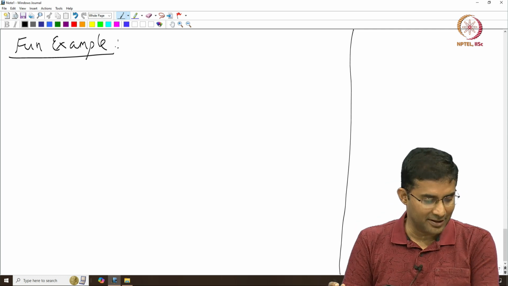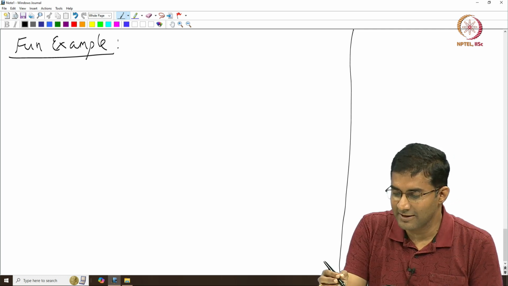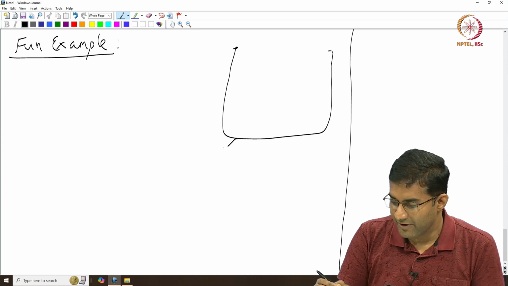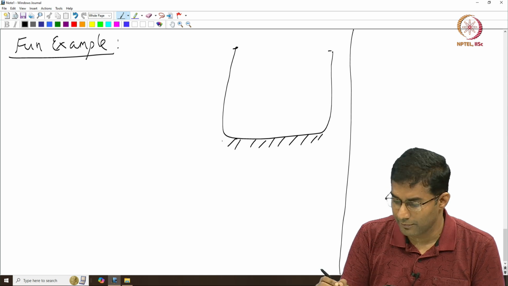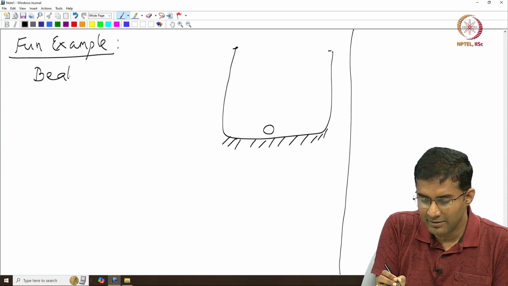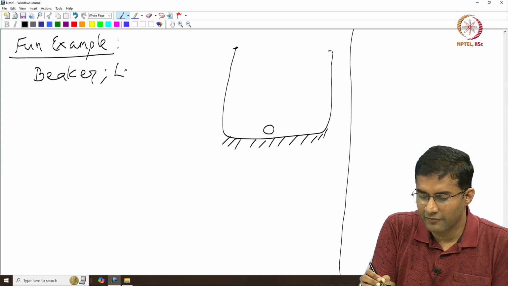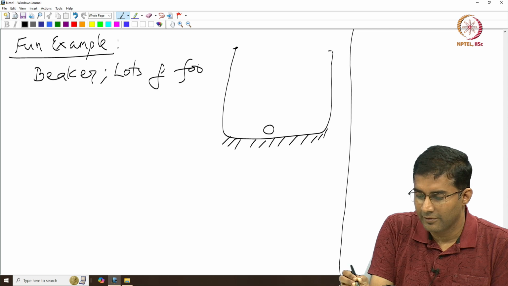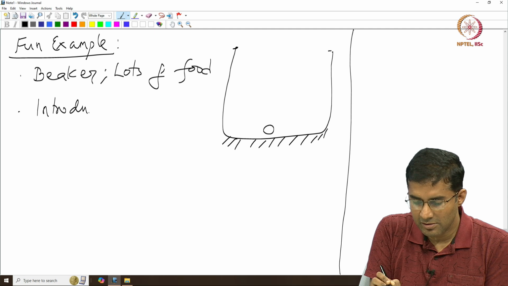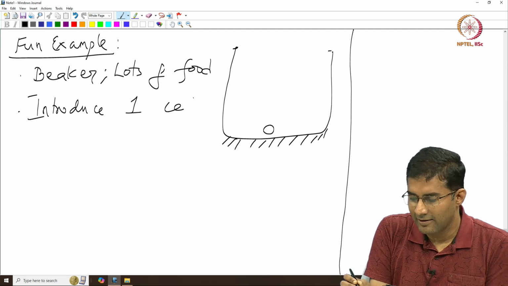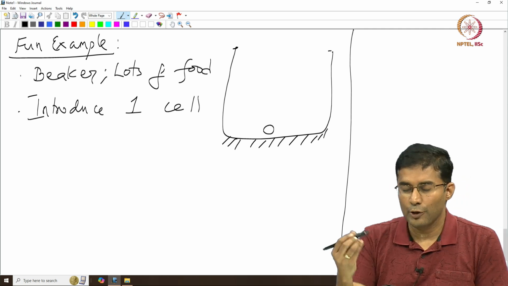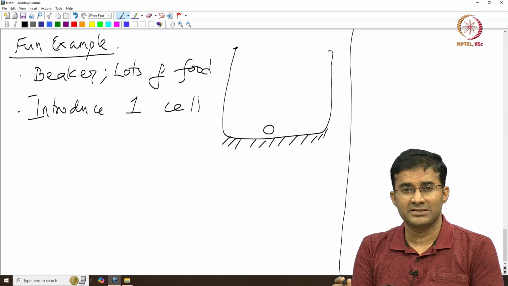Okay, so what is this example? In this example, let us think of a beaker where I have put lots of resources for these cells to grow. Let us say I start with one cell. So I have a beaker with lots of resources, lots of food for cells, and introduce one cell like in the previous example, and now it will follow the same sequence of population sizes over time.